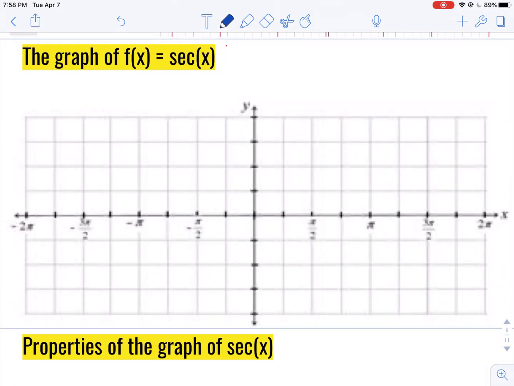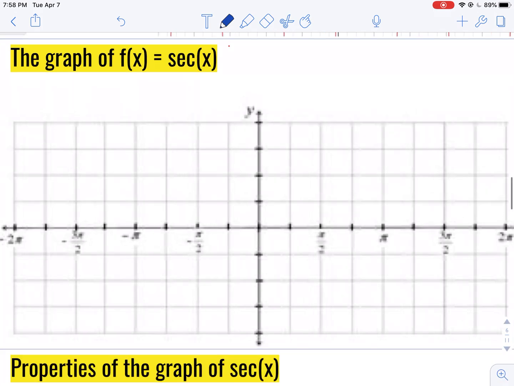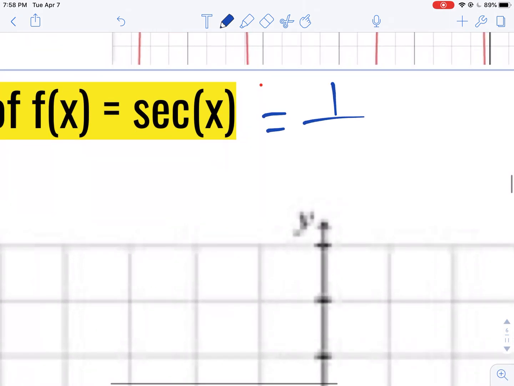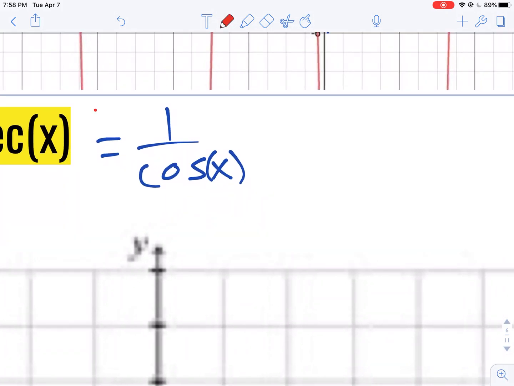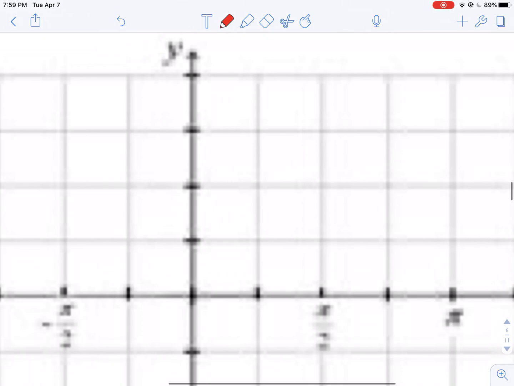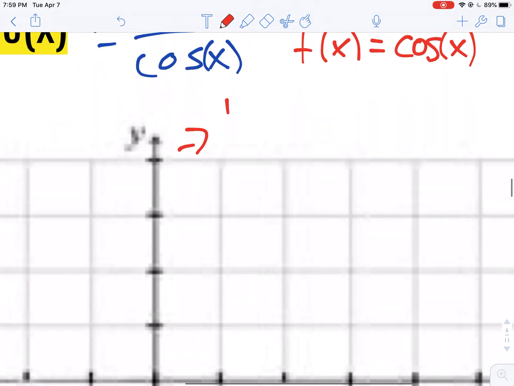So now let's think about the graph of f of x is equal to the secant of x. Well, this is going to be the same thing as 1 over the cosine of x, which we've already talked about some. So you would guess that if for the cosecant of x, I graphed sine of x first, then it would stand to reason that for the secant of x, I'm going to graph the cosine of x first. Again, we'll scale this graph by 1/2.